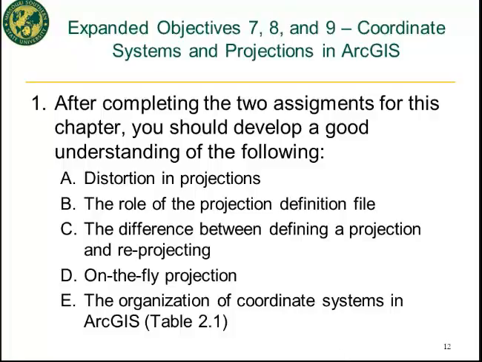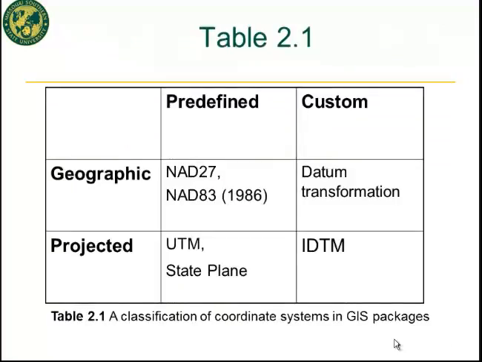There is a table in your book that describes the organization of coordinate systems in ArcGIS, Table 2.1. If we look at this, we have predefined coordinate systems that may be geographic or may be projected, and you see a couple of examples there. It is also possible to develop your own custom projection, and in fact in Idaho that has been done. There is a specialized transverse Mercator projection system used widely in Idaho, the IDTM.